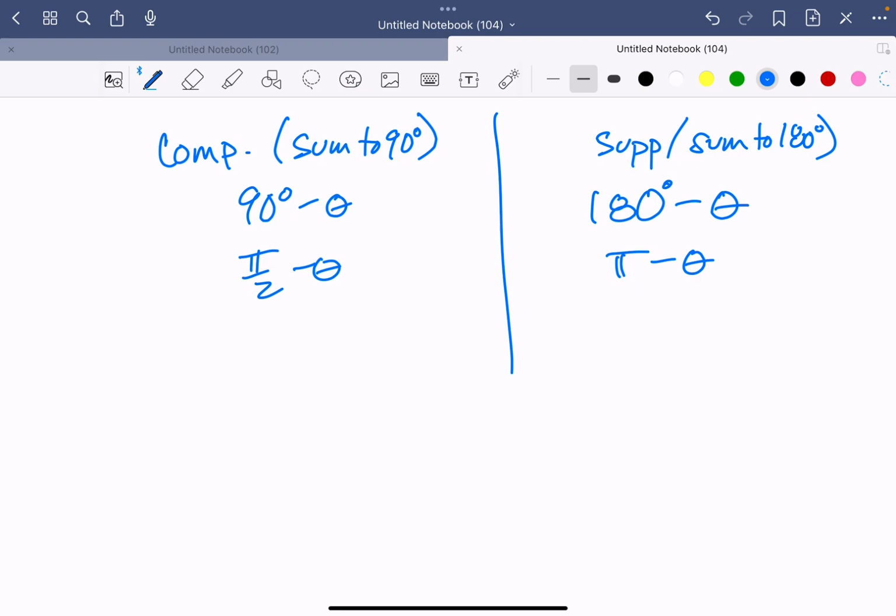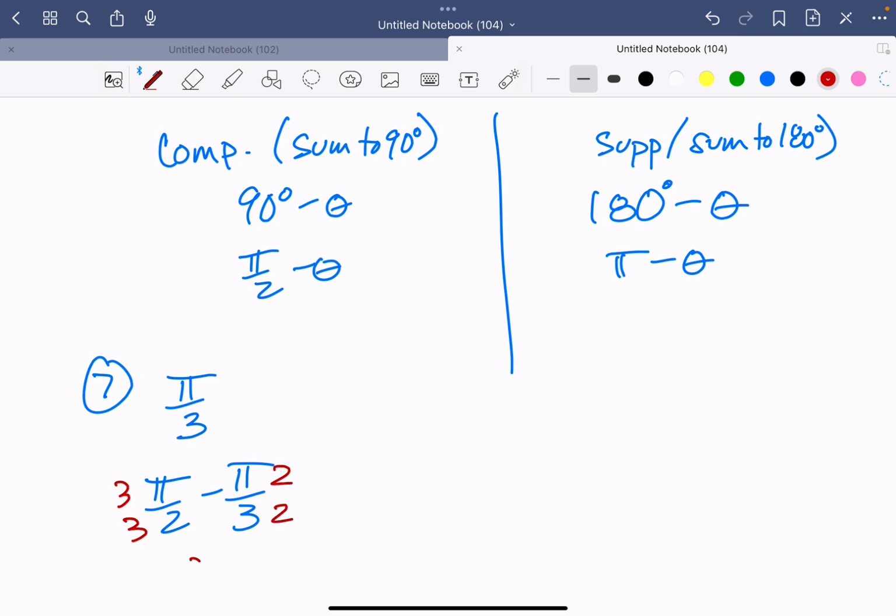So if I want to find the complement of pi over 3, that would be number 7. If I have pi over 3 and I want to know the complement, I take pi over 2 minus pi over 3. But how do I subtract those? I've got to hit this with a 3 and a 3, 2 and a 2. 3 pi over 6 minus 2 pi over 6.